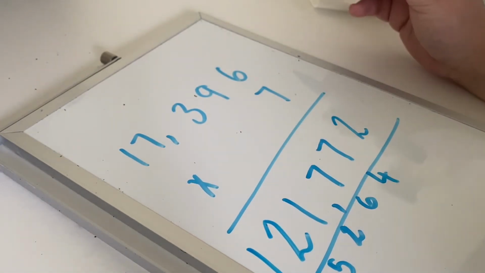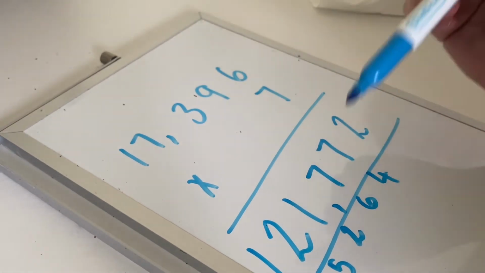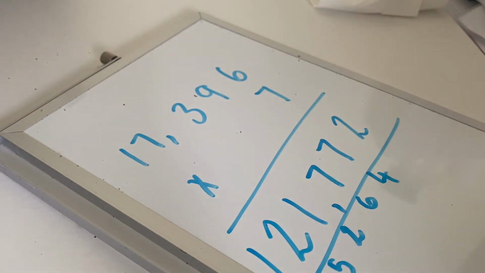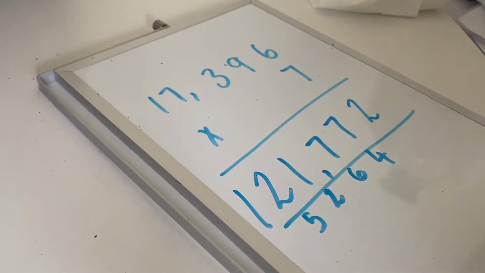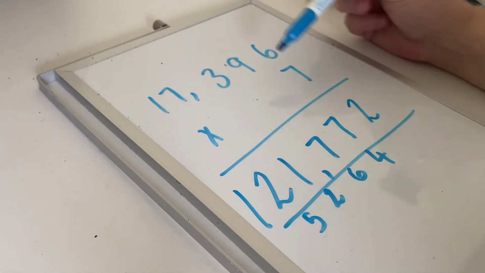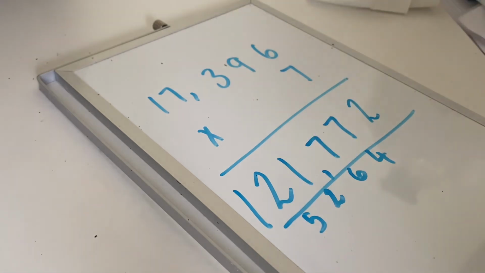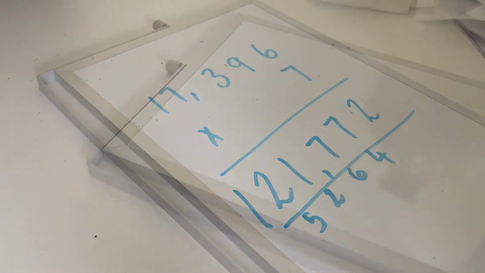So our answer overall is 121,772. And if you managed to keep up, you should have seen we used the exact same method, working through each sum at a time and adding on our carrying.